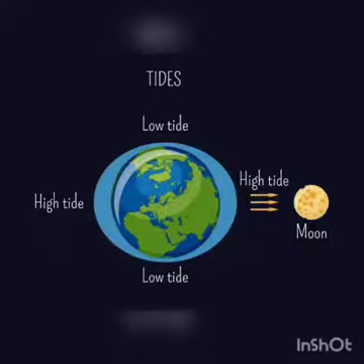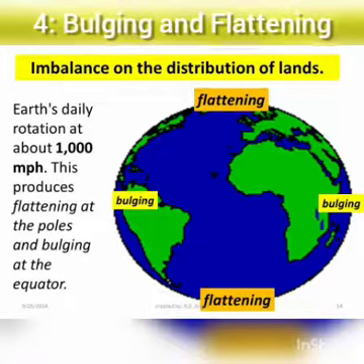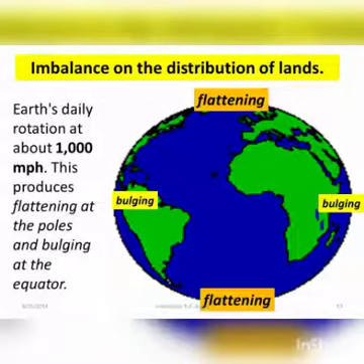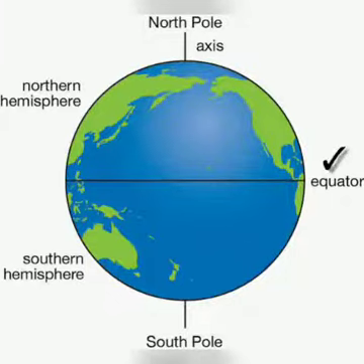Now the fourth point. As the Earth is spinning at a high speed, it results in bulging in the middle and flattening at the poles. It gets more and more spread out at the equator. Now the equator is the imaginary line that divides the Earth, because it spins faster over there.